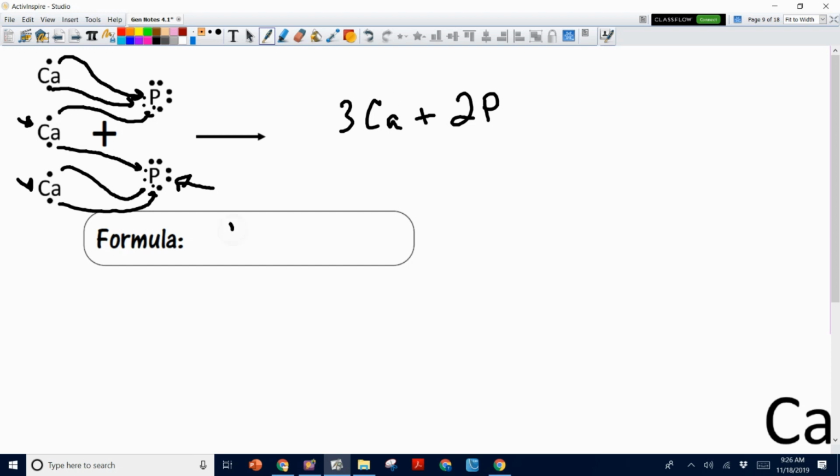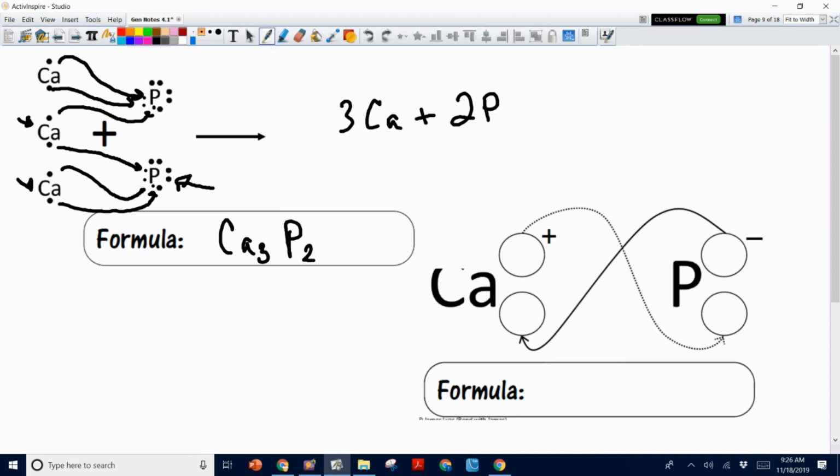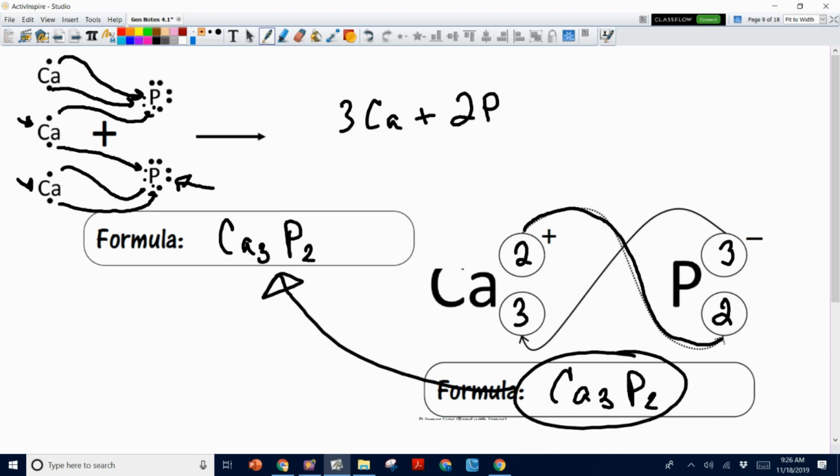Okay, so the formula is going to be Ca3P2. Okay. Now, if we look at that same thing with swap and drop, we can see that works. So for calcium, we have a 2+ charge here. And then for phosphorus, we have a -3 charge. Okay, so if we take this 3 and pull it over here, and we take this 2 and pull it over here, we can see that it's Ca3P2. We get the exact same formula. Either way we do it, it doesn't matter. Okay.